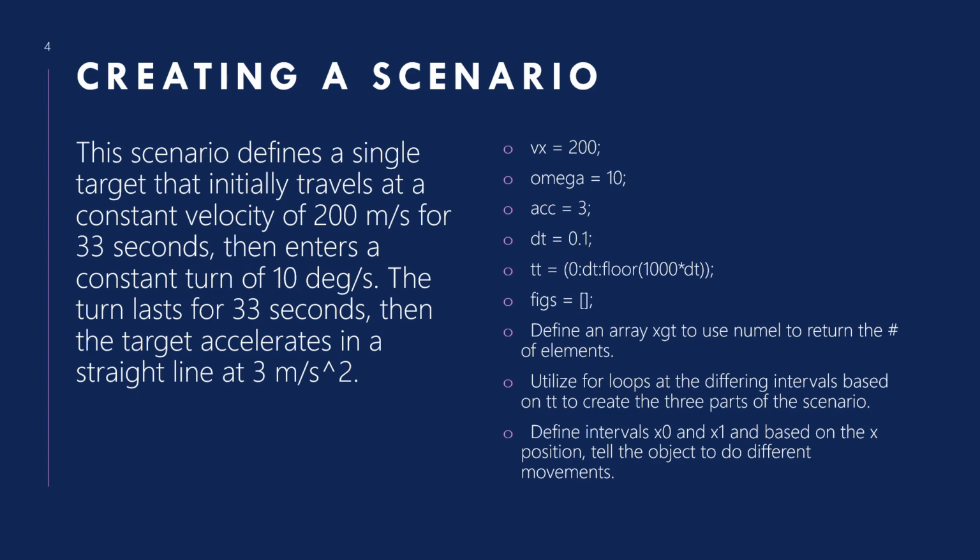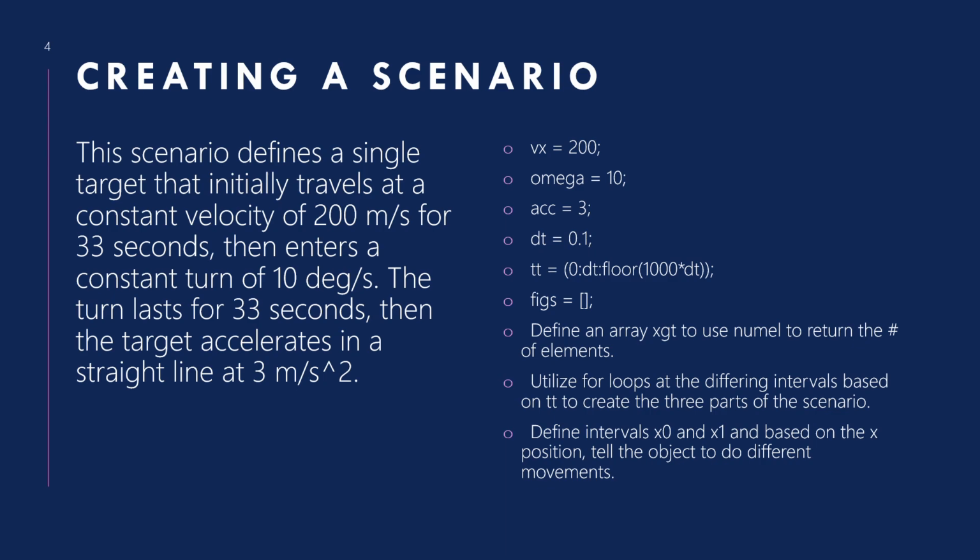So first off, to be able to actually do this, we need to create the scenario. The scenario that we're going to be using here is a very simple scenario of a single target that is initially traveling at a constant velocity of 200 meters per second for 33 seconds. This object then enters a constant turn of 10 degrees per second and does an entire loop. The turn lasts for 33 seconds, and then the target accelerates in a straight line at 3 meters per second squared. So this is three different phases of this one scenario.